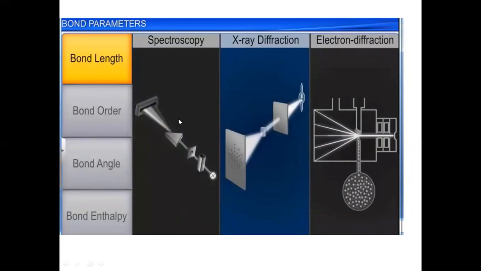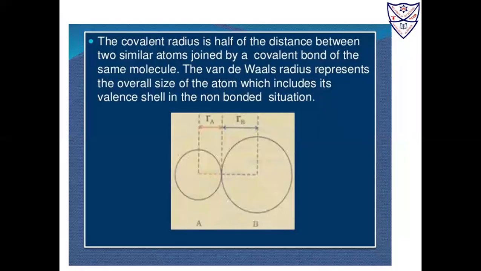Bond length is used in spectroscopy. It is used in X-ray diffraction, where the molecules can be seen, and in electron diffraction also. Okay. So the covalent radius is half of the distance between two similar atoms joined by a covalent bond. Understood? What is the covalent radius? Half of the distance between two similar atoms joined by a covalent bond in the same molecule. The van der Waals radius represents the overall size of the atom.